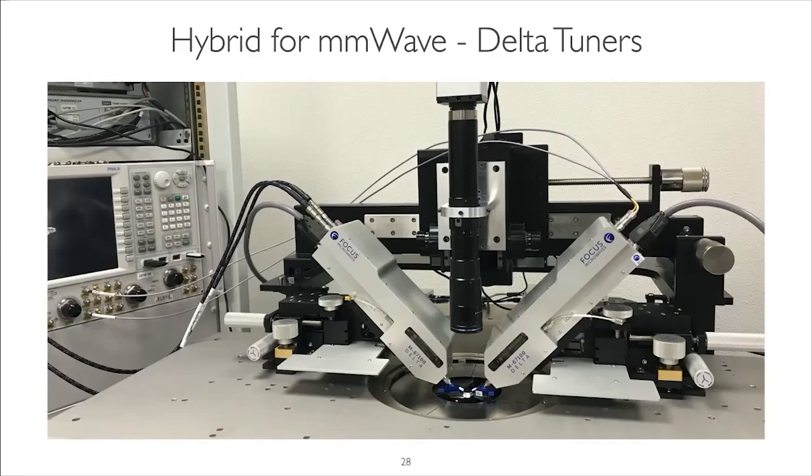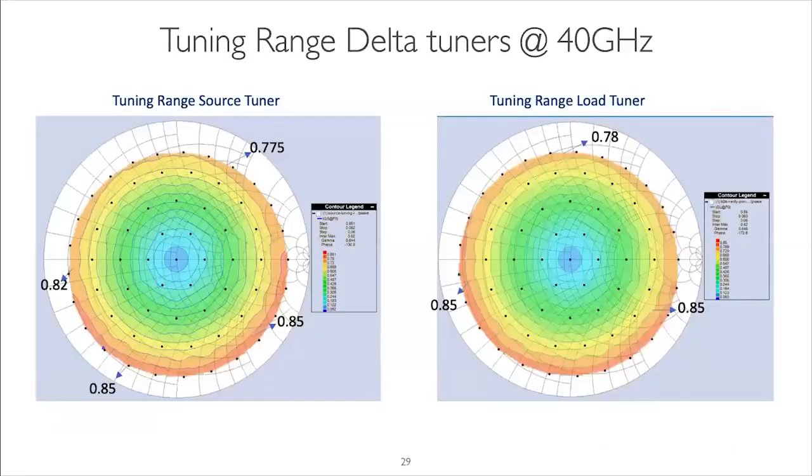Here's an example: we have a harmonic tuner, 10 to 67 on the input, 10 to 67 on the output. So you could have fundamental, pre-match, harmonic, 2-frequency, 3-frequency tuning using these systems. There is no cable in this case. So do I even need to go active? Here's an example of the tuning range of a Delta tuner at 40 gigahertz.